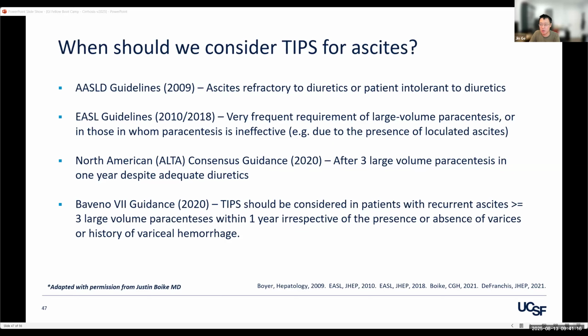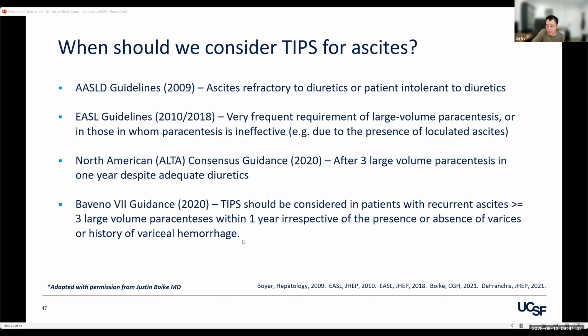All right, so I think one of the more interesting or vexing questions was, what do we consider to be refractory ascites? Because this has never been defined in the guidelines until more recently. It used to be that, back in 2009, refractory ascites was basically somebody who is intolerant to diuretics. EASL in 2018 said very frequent requirements of LVPs, or that paracenteses are ineffective.